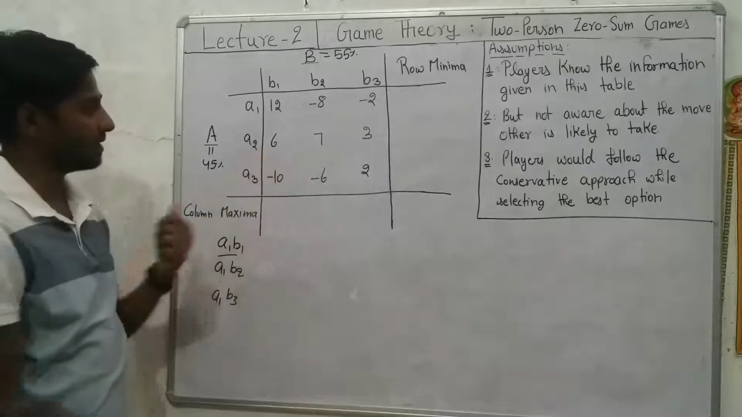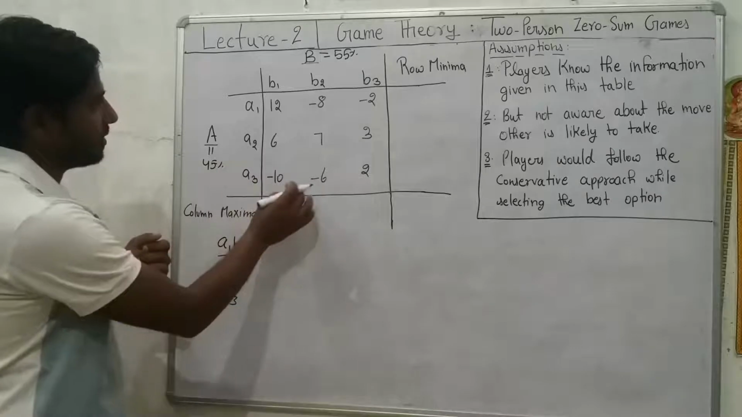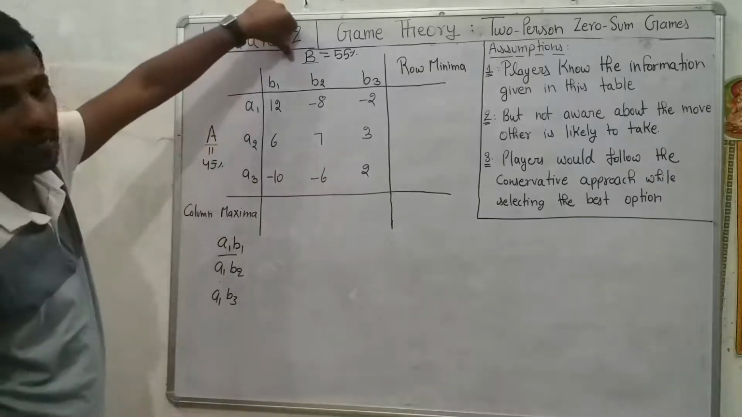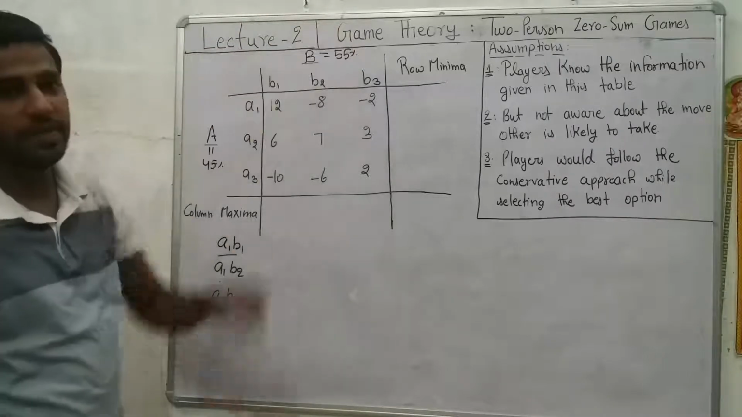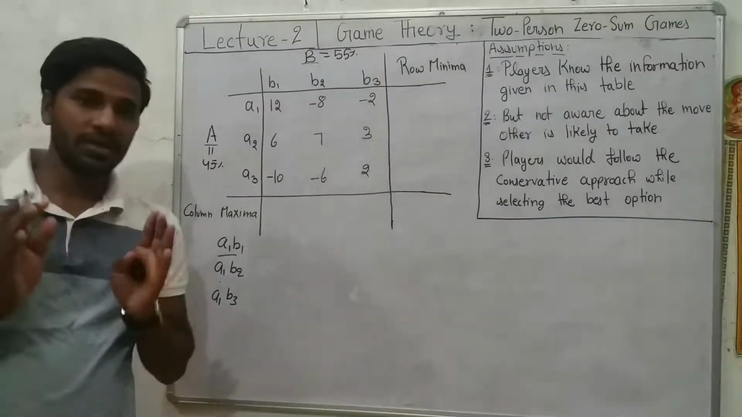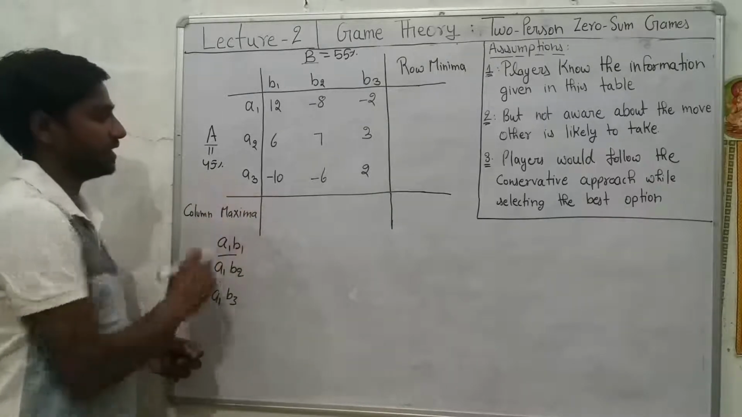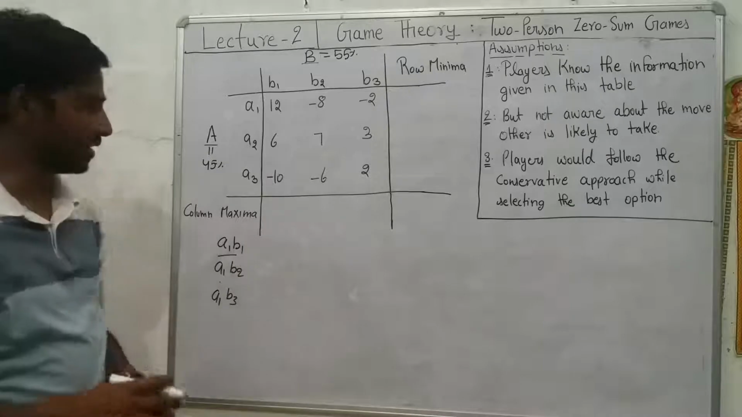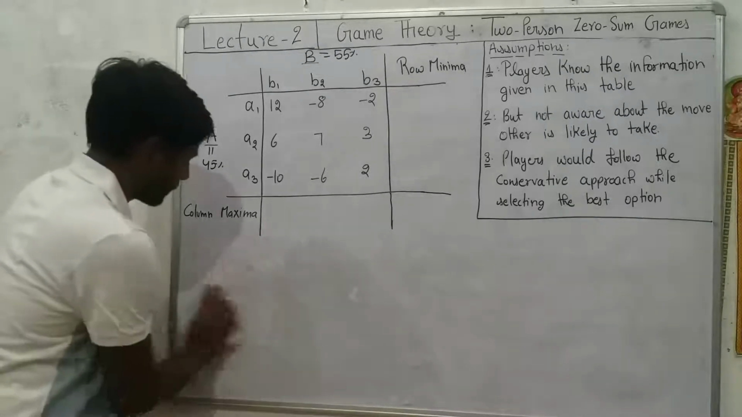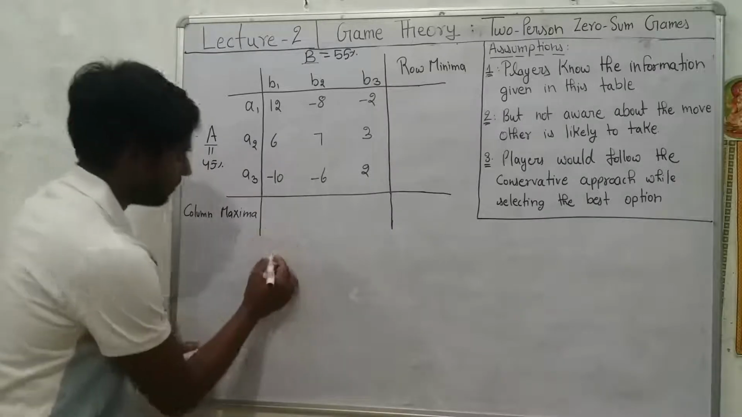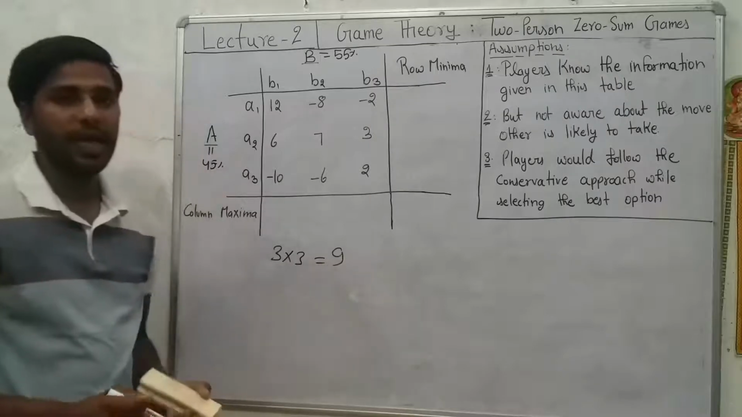Similarly, in the second case, if company A employs strategy A2, then again there would be three options with company B: B1, B2, or B3. Again there would be three combinations, and similarly if A adopts A3, then there would be three combinations. So in total there would be 9 combinations, and this matrix would be of order 3 by 3.